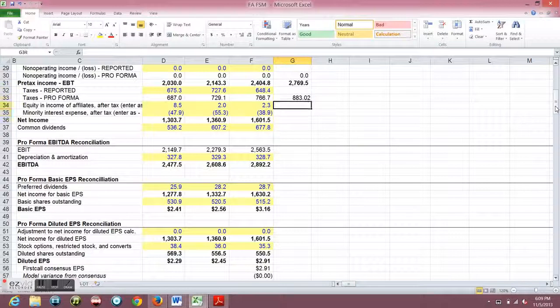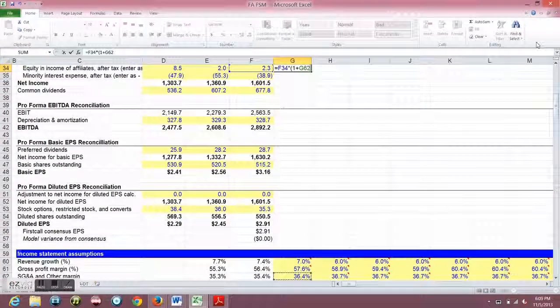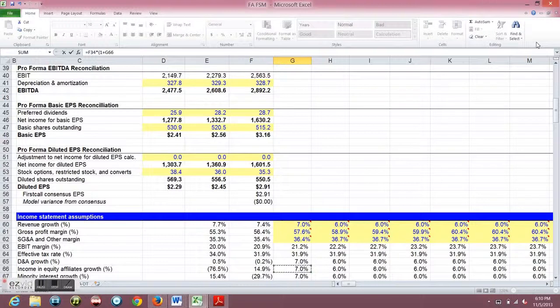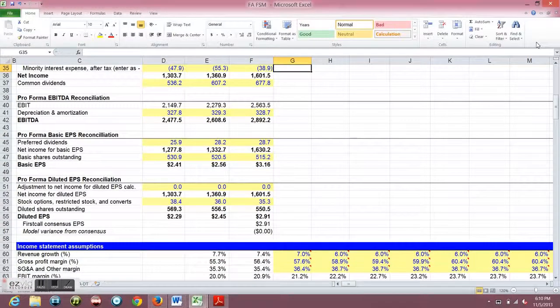Okay, then you have minority interest, which essentially grows with revenue. So we're going to do our previous equity, multiply by 1 plus our income and equity growth, and close that. And our minority interest is going to be the same.